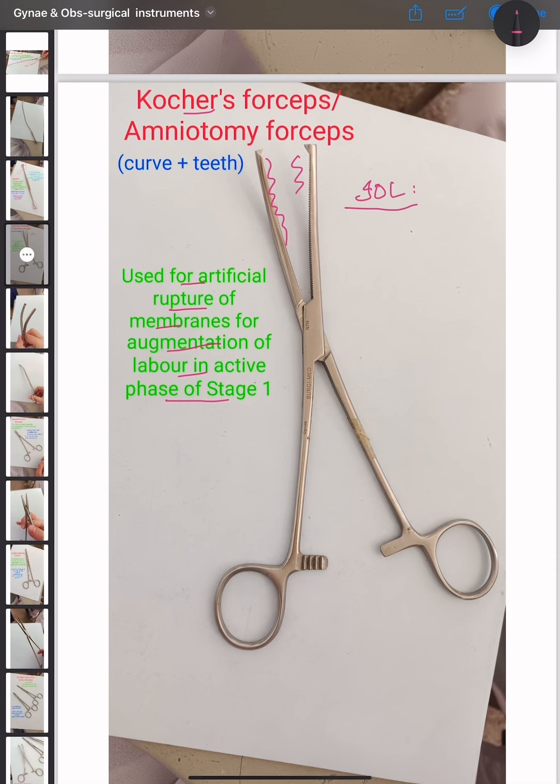Induction of labor is done either in a postpartum female or in the active first stage of labor, when labor has started and it is time to deliver the baby. So the artificial rupture of membrane is done through this instrument that is known as Coker's forceps or amniotomy forceps, and the identification point is that it consists of curved teeth.